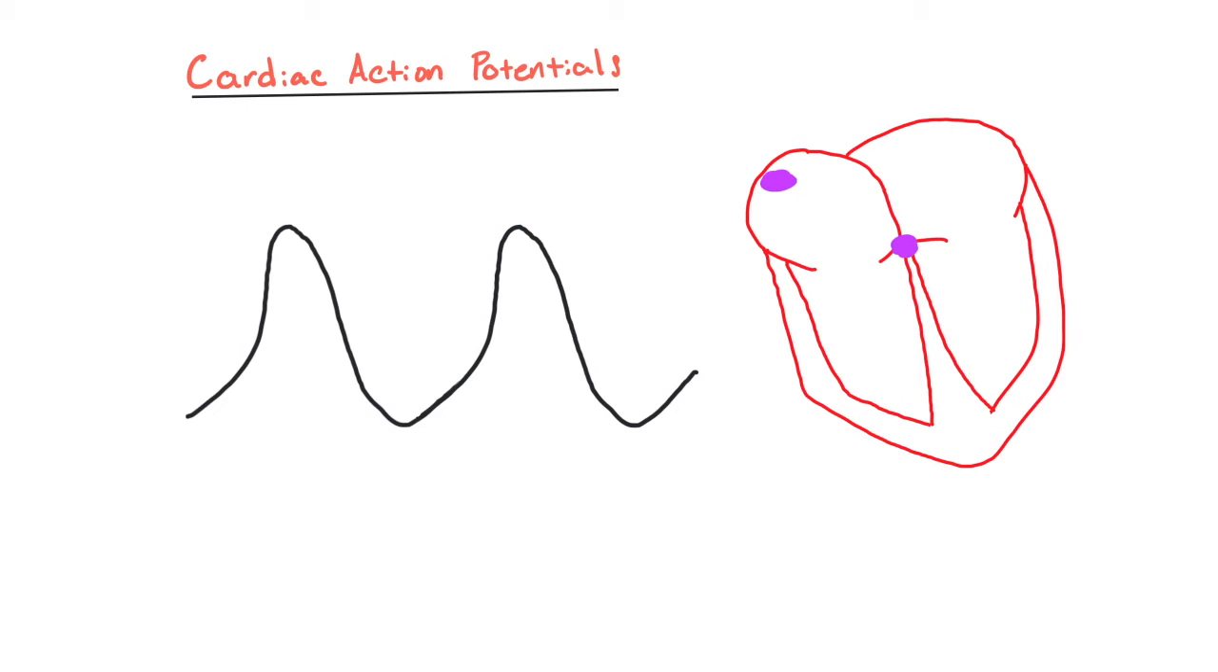So let's get started. The first action potential that we're going to look at today is generated in these two structures that are highlighted in purple over here on the heart, which are, if you remember, the SA node and the AV node. Here you'll see the action potentials that we're talking about, and because these are made in the SA node and AV node, they are referred to as the pacemaker potential.